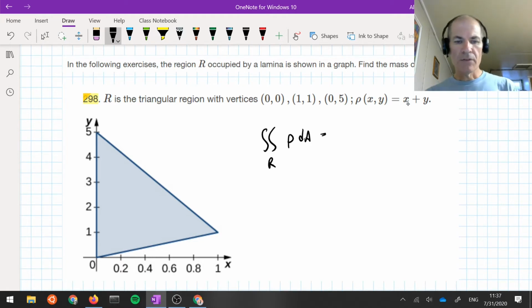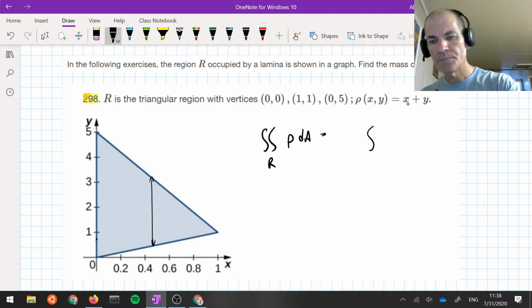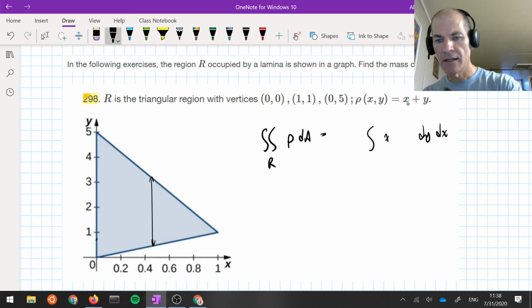The first thing we have to do is describe R in terms of limits of integration. I think it's best to integrate in the y direction first, because I'm always moving from the bottom curve to the top curve like that. If I were to choose the x direction, up here I would be going from the y-axis out to this curve, but down here I'd be going from the y-axis out to a different curve. That would force me to use 2 different integrals. So definitely going dy first, then dx is the right move. Let me put the density function in there, x plus y.